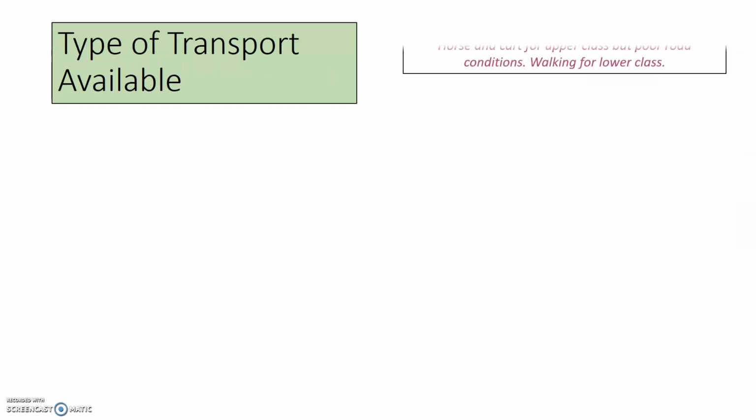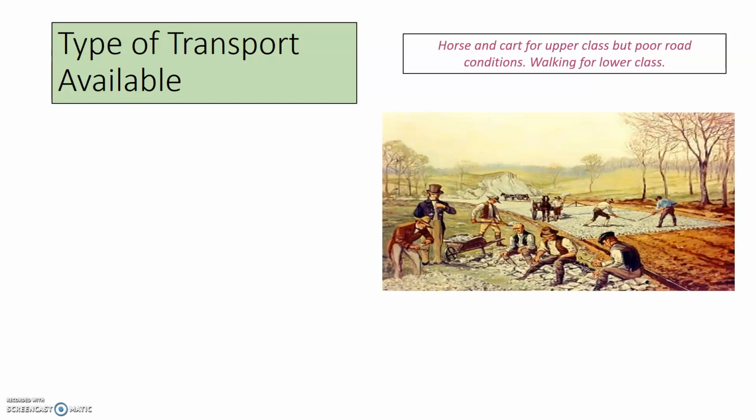We move on to transport next. Here we're talking about the fact that during this era we had poor road conditions. We had horse and cart as the main form of transport. Lower classes wouldn't have had access to horses. They wouldn't have owned any horses. So they had to walk to different parts of where they wanted to go. That's why they stayed quite local.